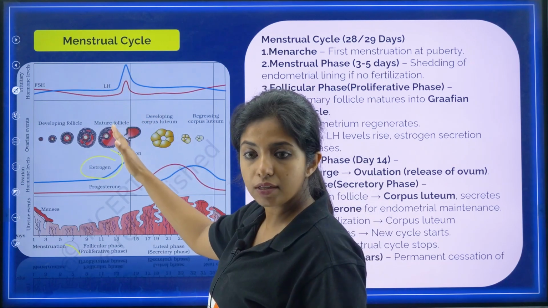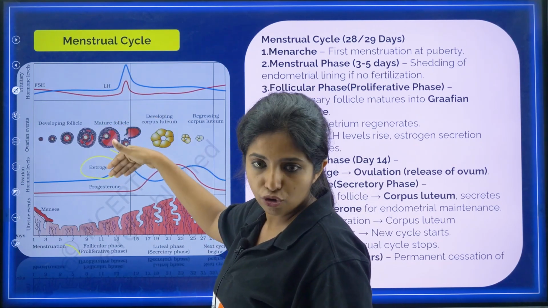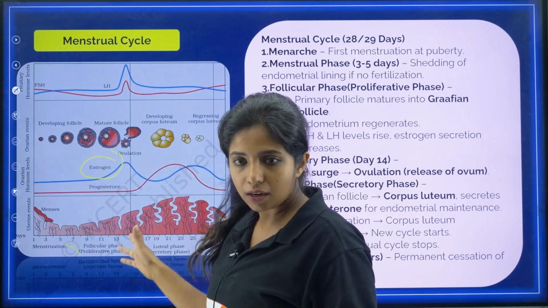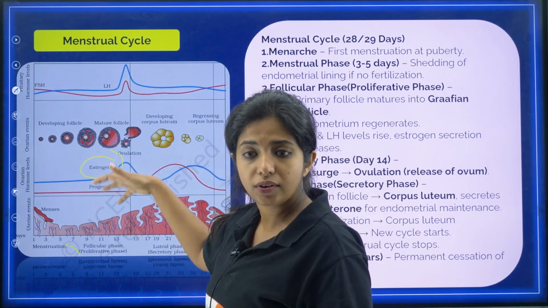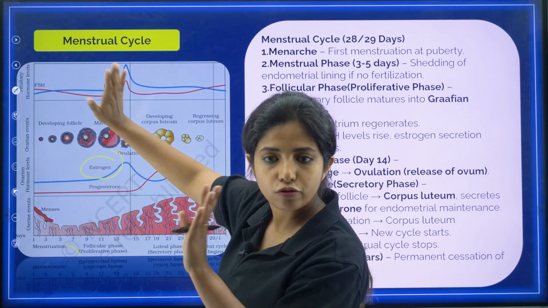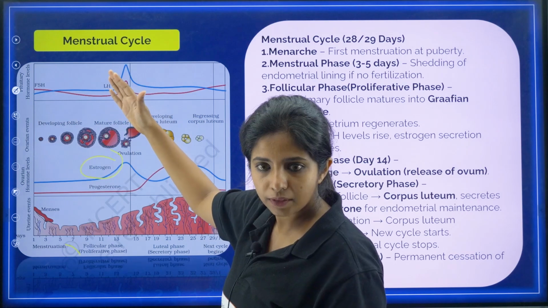FSH told the follicles to get matured. The follicles which are there, the cells of it are releasing estrogen, and the estrogen is making the endometrium thicken. But there is one problem. The estrogen which is there, my dear children, when it is being released, it tells the FSH that you have to stop your secretion. So that's a negative thing that is going on there.